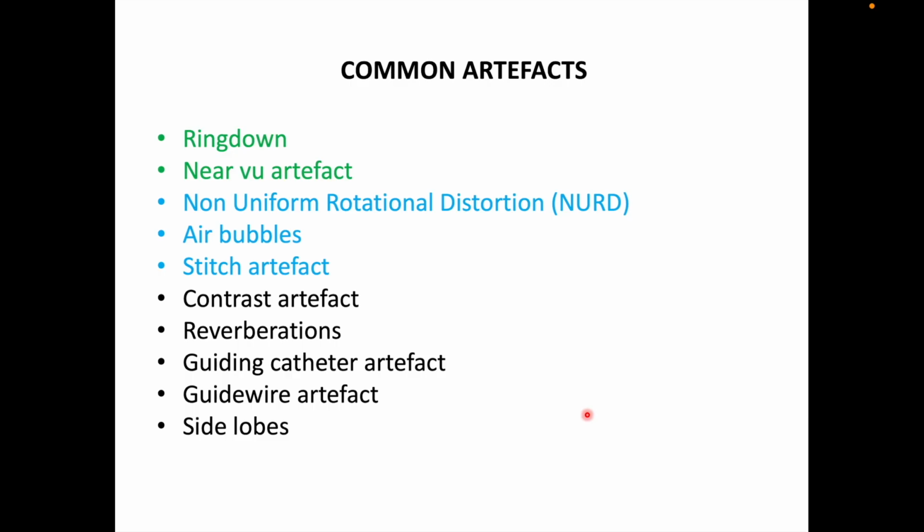So the common artifacts are ring down and near view artifacts, which are seen only with solid state catheters, for example the Volcano IVUS Eagle Eye catheter. Then three artifacts that are only seen with rotational catheters, that is Boston Scientific's iLab, are non-uniform rotational distortion or NERD, air bubbles and stitch artifacts. Remaining artifacts are common to both, which are contrast artifacts, reverberations, guiding catheter artifacts, guide wire artifacts and side lobes.